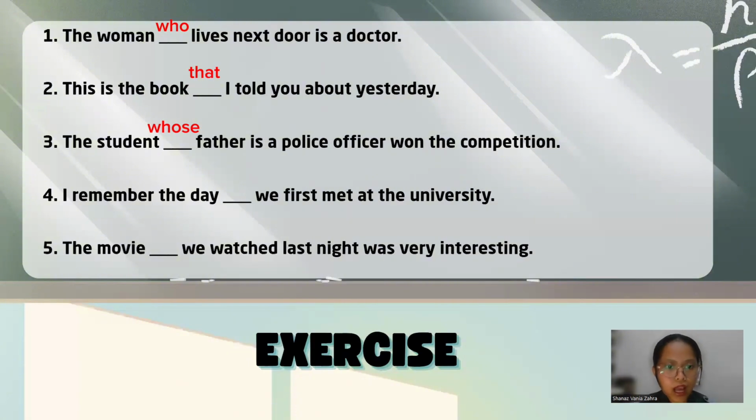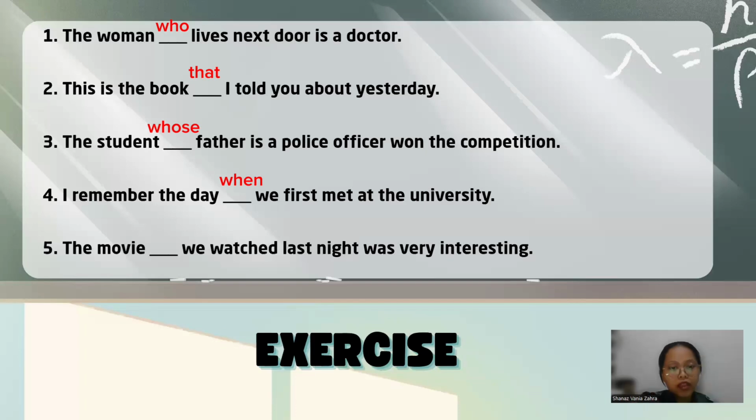And number four, I remember the day blank we first met at the university. The noun the day refers to time. The clause explains when something happened, not the noun itself. For time expressions, we use the relative adverb when. So the correct sentence: I remember the day when we first met at the university. Here, when replaces expressions like on which or at which.